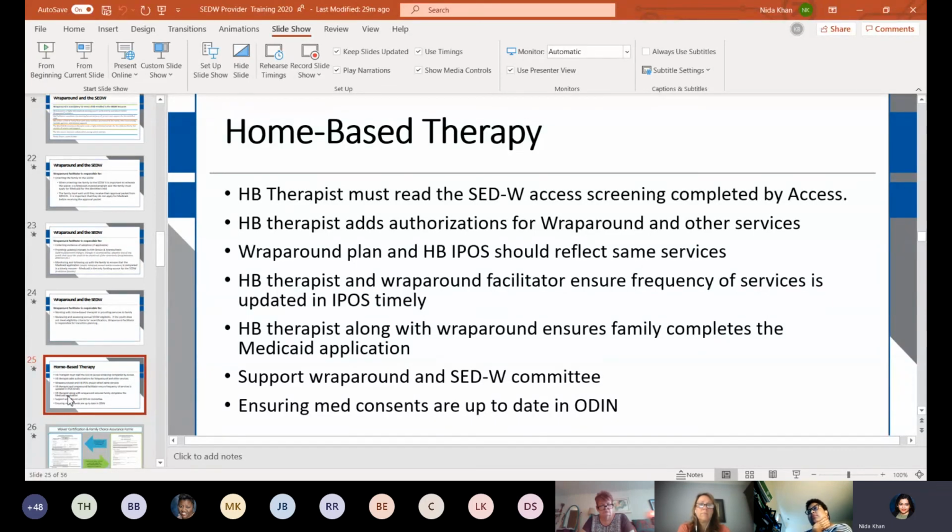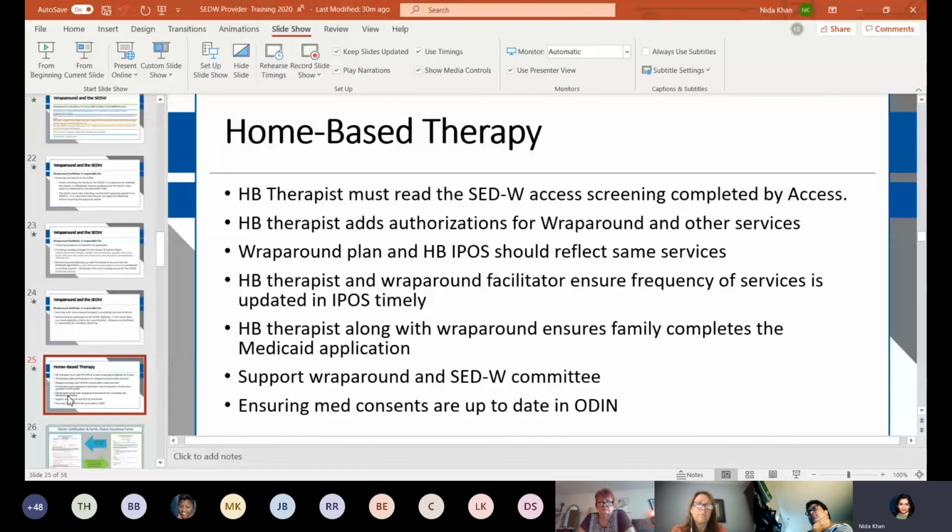So home-based therapists must make sure that they read the SED waiver access screening completed by Access. And this is something that I am highly recommending because we've had a lot of issues with families. When they go to the provider and the provider starts working with them, and we look at the IPOS, when I'm auditing, I start from looking at Kim's access screening, and I see that Kim has identified all these needs or concerns with the family.